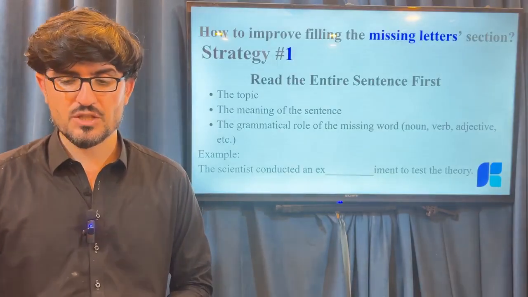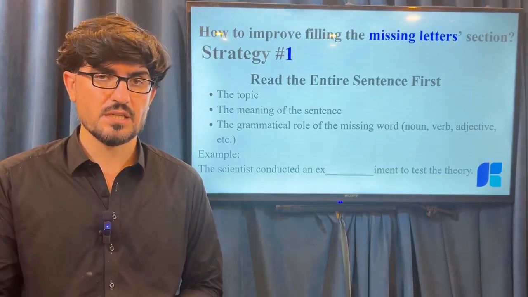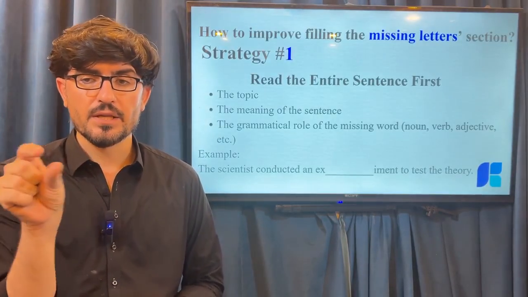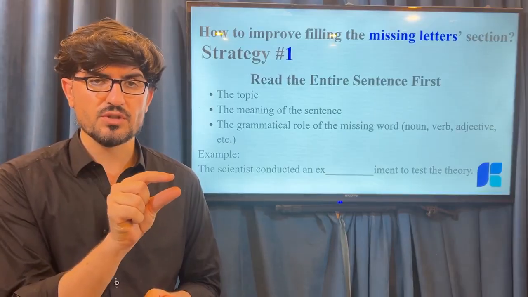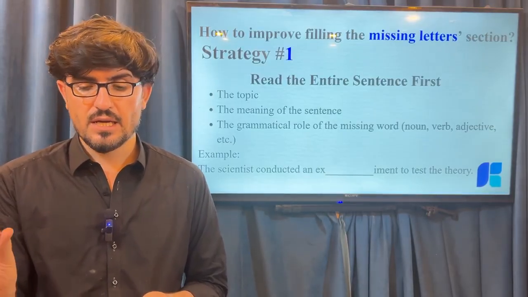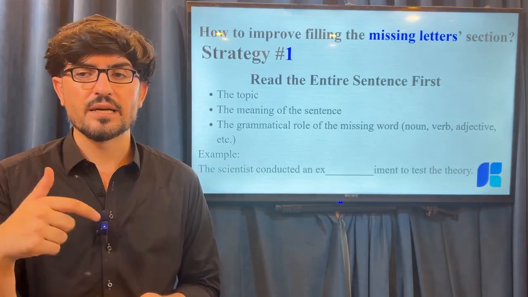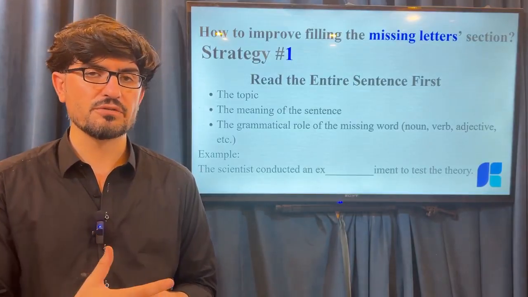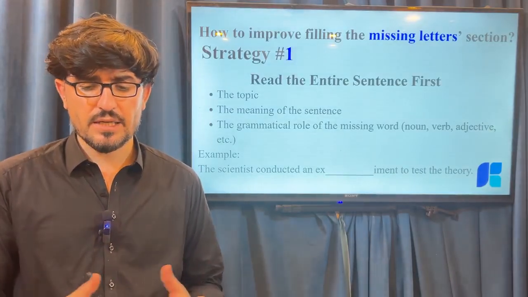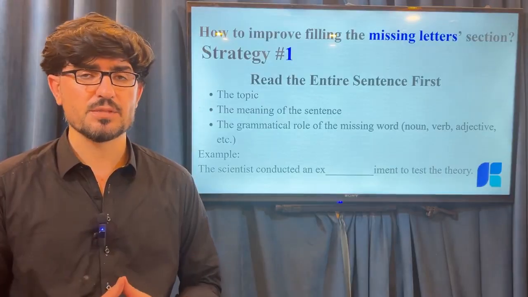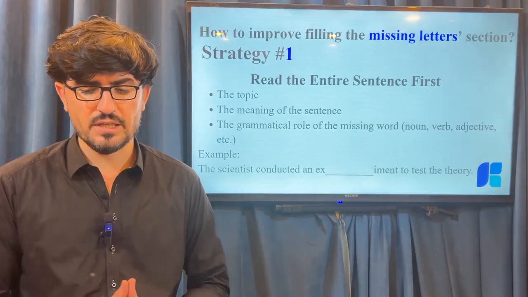So the first strategy, strategy number 1: read the entire sentence first. As I told you, there's going to be a paragraph, and the first sentence. First of all, you should read the entire sentence first, because once you read it, you will get the meaning of the whole paragraph, what this paragraph is about. So what is the topic of the paragraph and the meaning of the sentence?